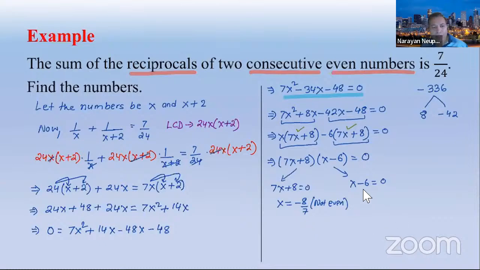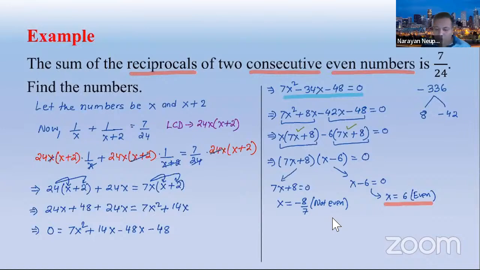But if you look at the second one, x minus 6 equal to 0, that means if you solve this one, you'll get x equal to 6. X equal to 6, that is the even number. That means the second one is the correct solution that we are getting. That is the true solution. But x equal to negative 8 over 7, that is not the correct solution.